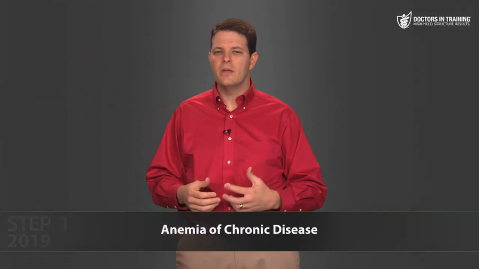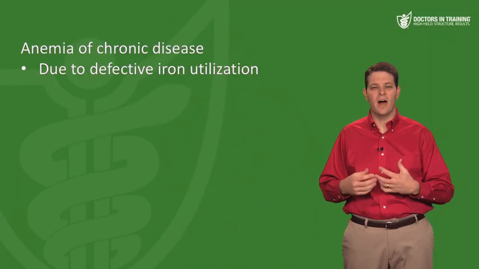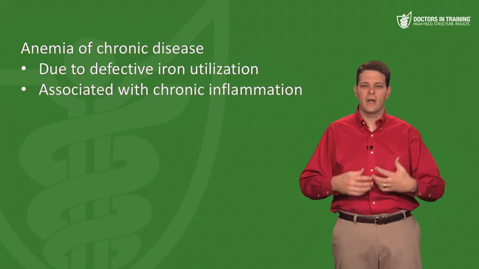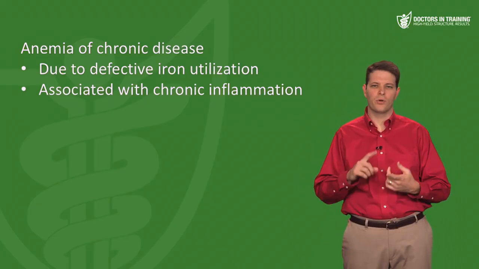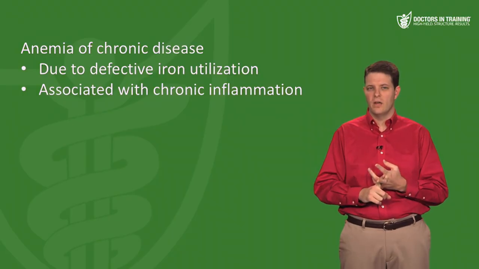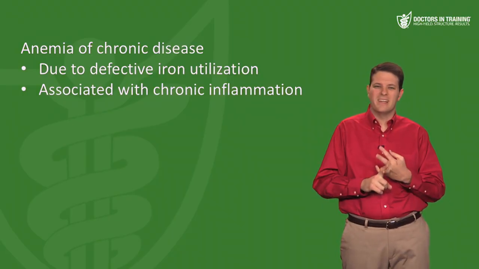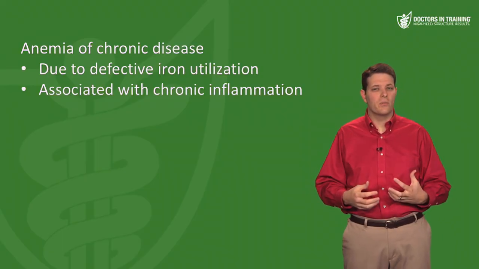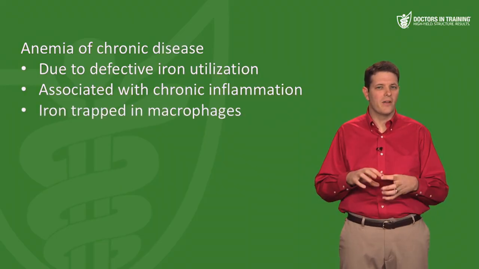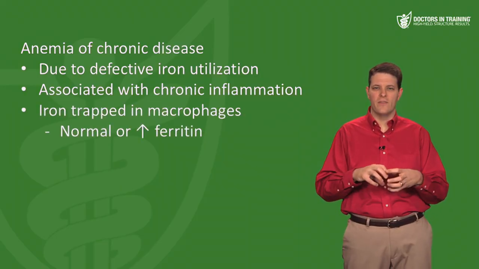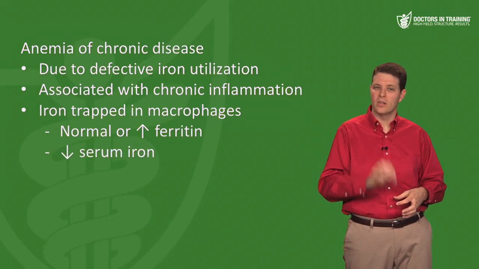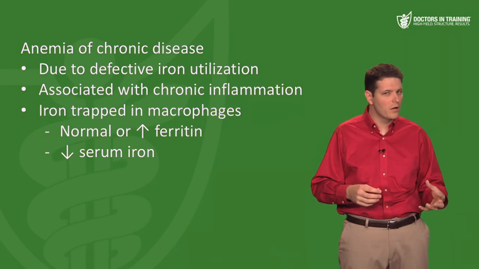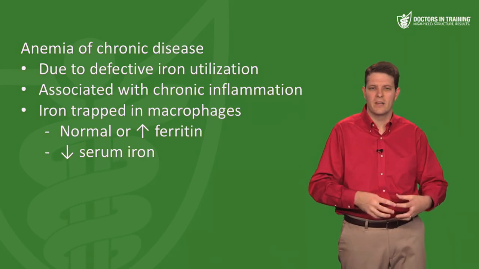There's also a condition called anemia of chronic disease, which is caused by defective iron utilization and defective iron mobilization. We're going to see this in patients with chronic inflammatory diseases, especially things like rheumatoid arthritis, chronic infections, sometimes with malignancy. Sometimes it's called anemia of chronic inflammation. So you have this chronic inflammation that interferes with your body's ability to use iron. So the iron is basically trapped in macrophages, and the ferritin is normal or high, but the serum iron is low. This will often start out as a normocytic anemia, but if it's allowed to go on long enough, the red cells will start to become microcytic and hypochromic.